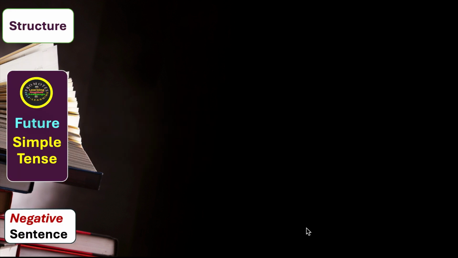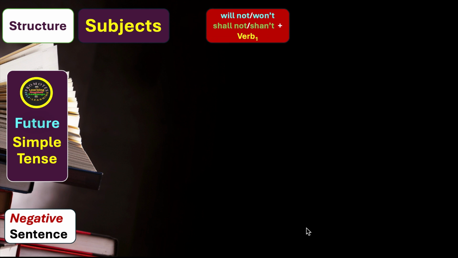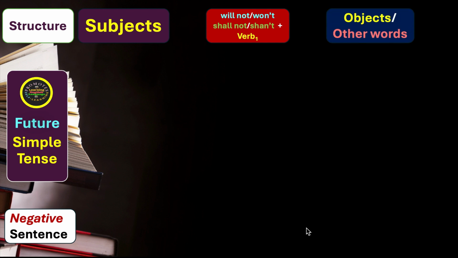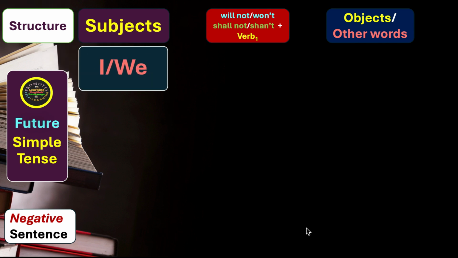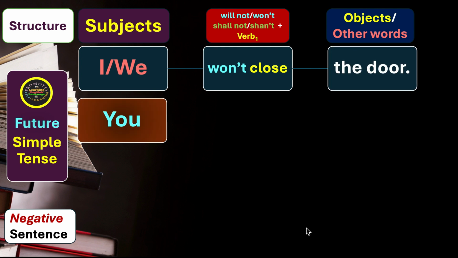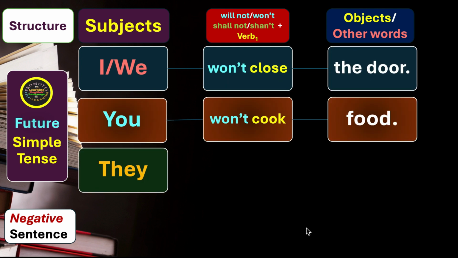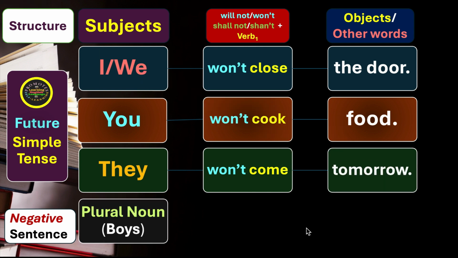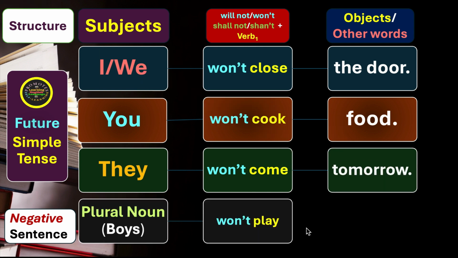We continue our discussion. The structure of future simple tense in the negative form of a sentence. As you know, we have the subject. In the negative form, we can use will not, and the short form is won't. Shall not, or the short form is shan't. And then we can use the first form of the verb. But here I will mostly use the short form of will not, won't. Then we have objects or other words. Let's see the structure. If our subject is I or we, we can use won't close the door. You won't cook food. They won't come tomorrow. Plural nouns, boys, girls, students, won't play tennis.